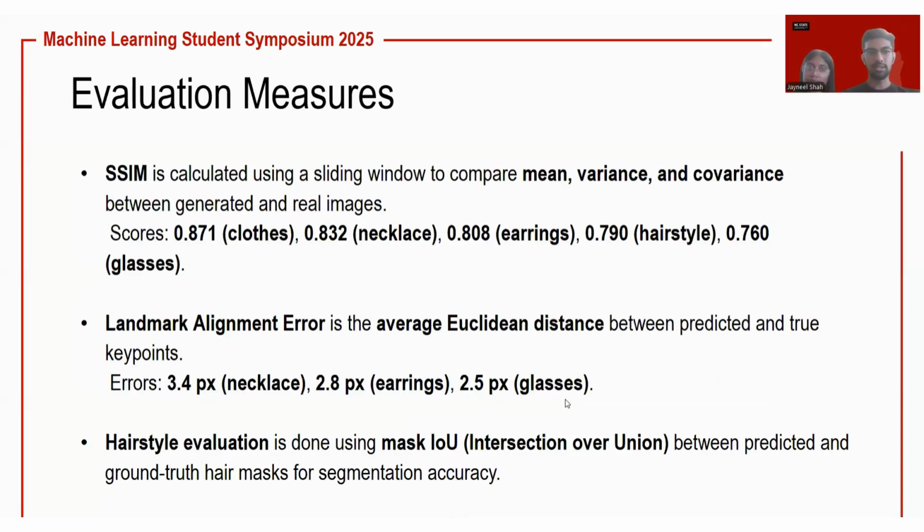We use different evaluation measures. SSIM is a sliding window technique, which is used to compare the mean, variance and covariance of the generated and real images. These are the scores. We also use the landmark alignment error to calculate the average Euclidean distance, and these are the results.